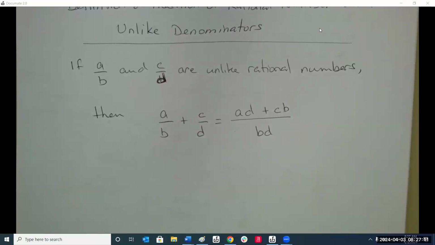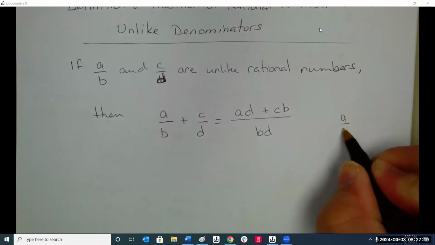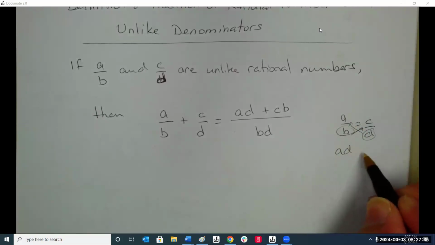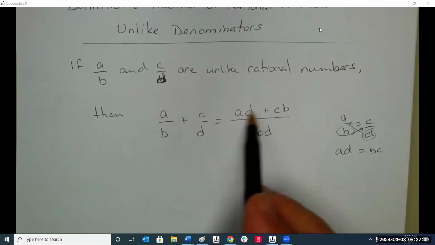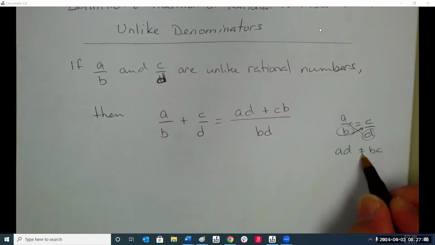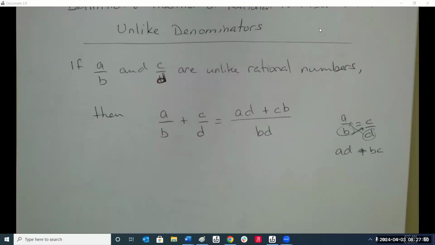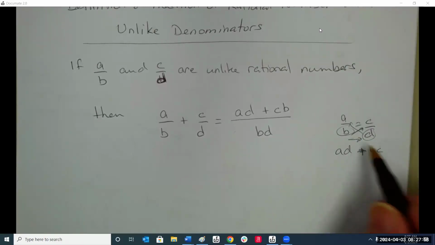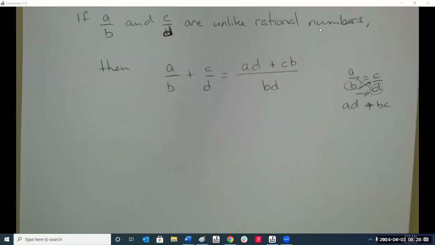Okay, that's the formula. Now you have to tell the students where you got it from. Remember how we tested to see if A over B equals C over D? We cross multiplied. So that's A times D, B times C. Well, that's exactly what we have on top. So we're putting them together, and we change that to a plus because we're adding them. Because we multiplied across, now let's multiply straight across for the bottom. That's where we get the BD from. But again, that's going to confuse your students a whole bunch.